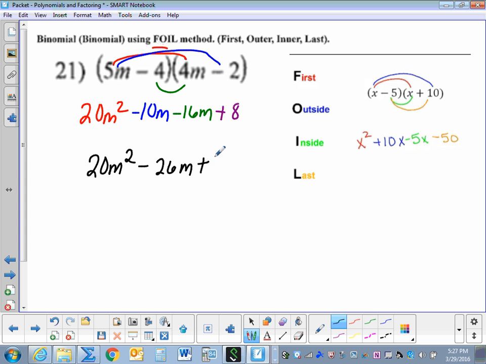20m squared minus 26m plus 8. So go ahead and try number 22 using the FOIL method.